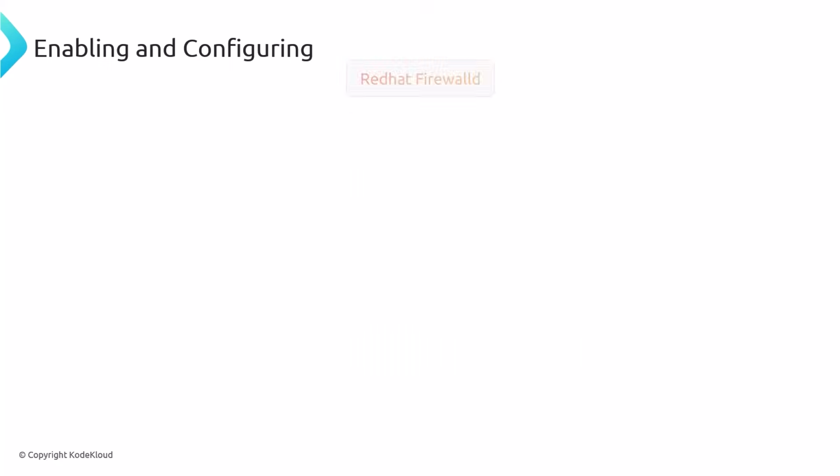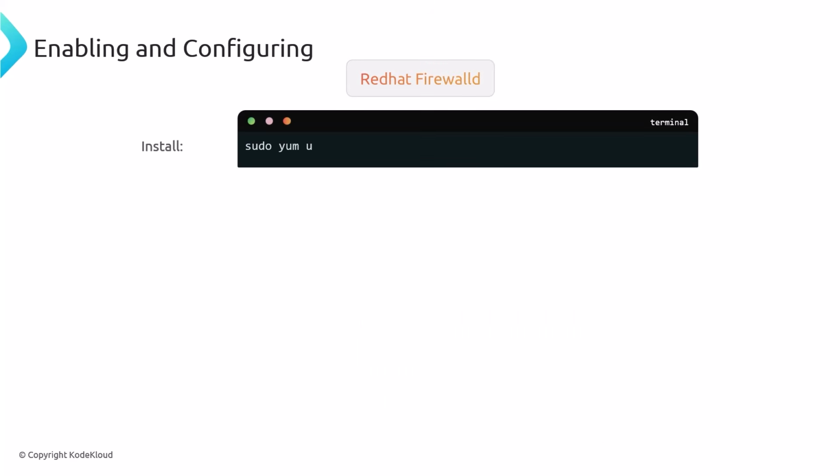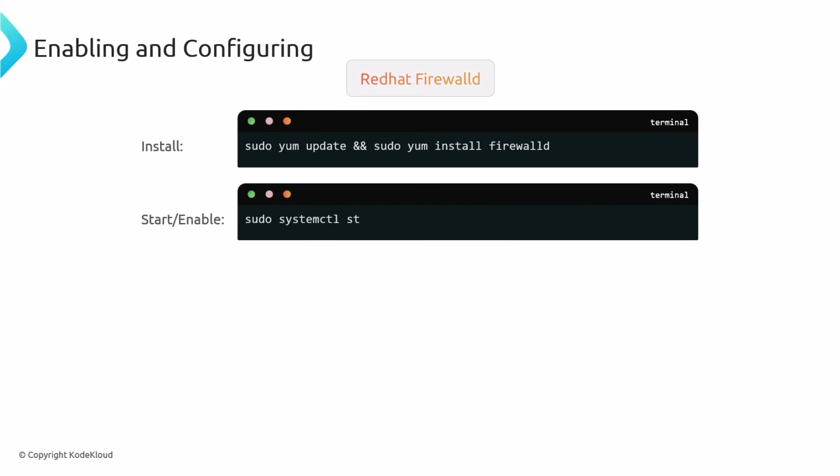With Firewall D, similar. If it's not installed by default, you can install it by running the yum update and the yum install firewalld command. You can start it and enable it. The first command here will start the Firewall D service, and then the second command will enable it on startup. Basically, what it will do is next time the system gets rebooted, Firewall D will start right away, so you won't have to start it manually next time.